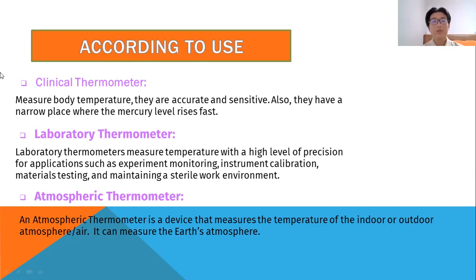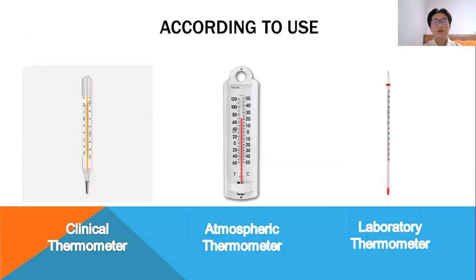Now, the atmospheric thermometer. The atmospheric thermometer is a device that measures the temperature of the indoor or outdoor air. Besides that, it can also measure the Earth's atmosphere. This is the picture of the clinical thermometer, the atmospheric thermometer, and also the laboratory thermometer.